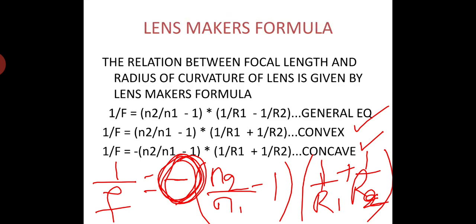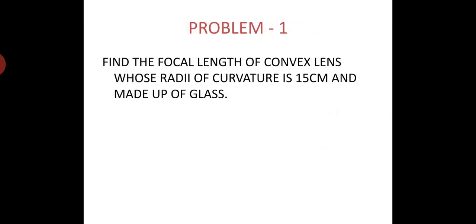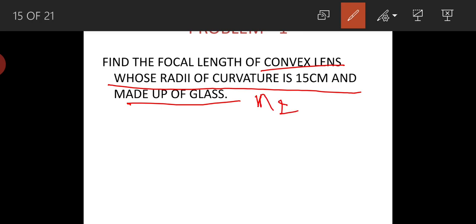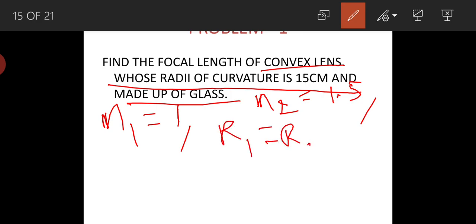Let us see one problem. Problem 1: find the focal length of a convex lens whose radii of curvature is 15 centimeters and which is made up of glass. We know that the refractive index of glass, that is n2, is equal to 1.5, and here this lens is placed in air. Air means n1 is equal to 1, and the radii of curvature is given as 15 centimeters. It means r1 is equal to r2 is equal to 15 centimeters.